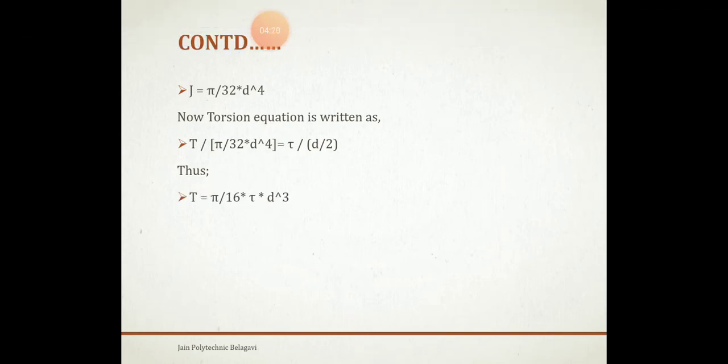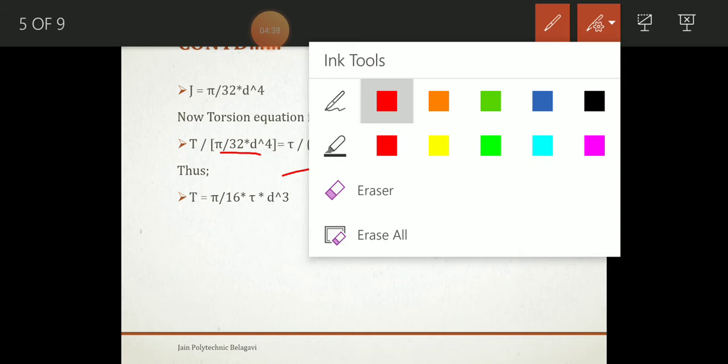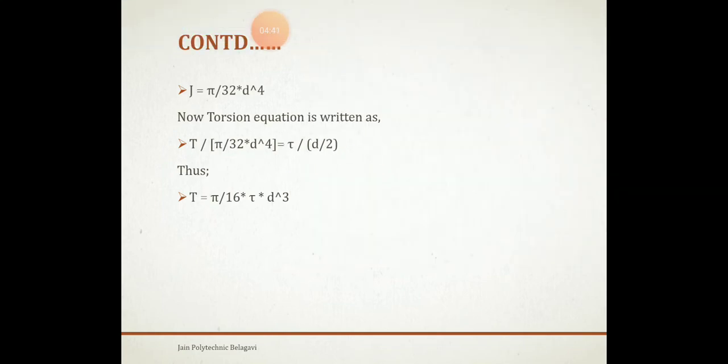Okay. So when you solve this for T, what we'll do is transfer this to that side and solve for T. So what we'll get is T equal to pi by 16 tau into d cube. This is the final equation based upon the strength criteria.